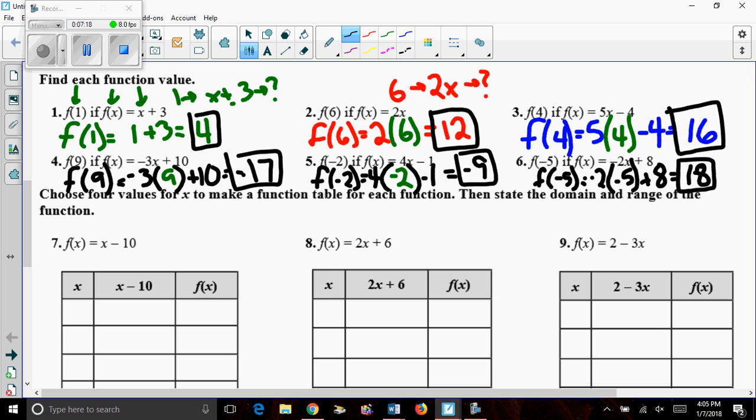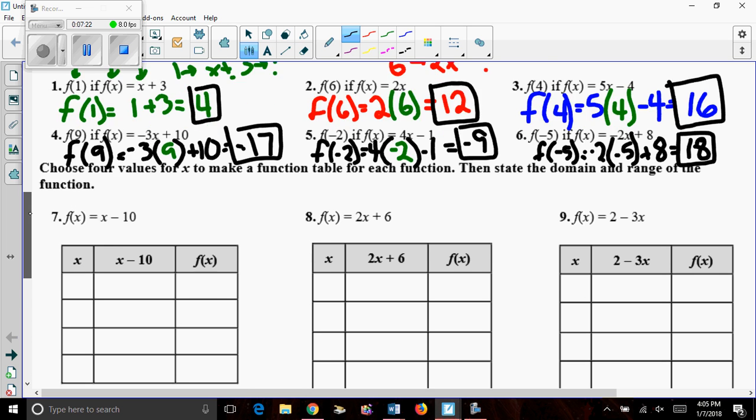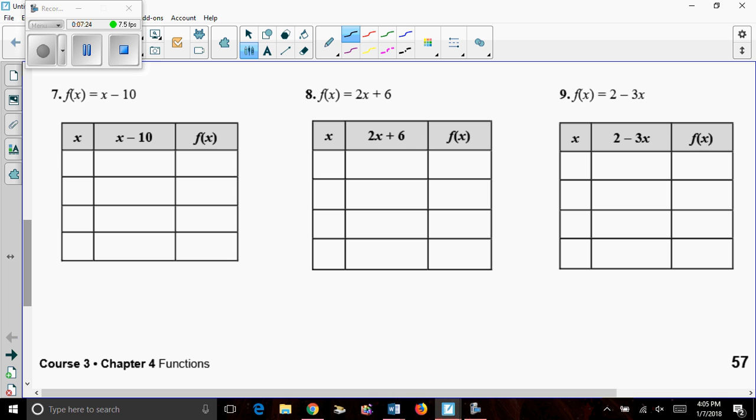Now, tables below are going to work exactly the same. I don't want you guys to get too messed up about the tables. We're going to use the tables again in the next lesson. The tables are a way of organizing our work.